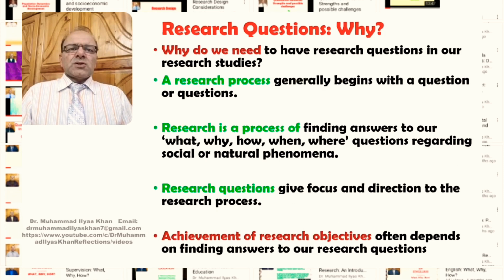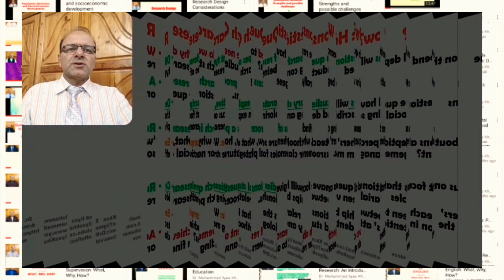Now, why do we need research questions? We need research questions because research questions actually help us in beginning the process of research. And so generally the process of research revolves around questions such as the what, why, how, when, or where of the natural or social phenomena. So as I said earlier, research questions give focus or direction to the research process. And the achievement of research objectives actually depends on finding answers to our research questions.